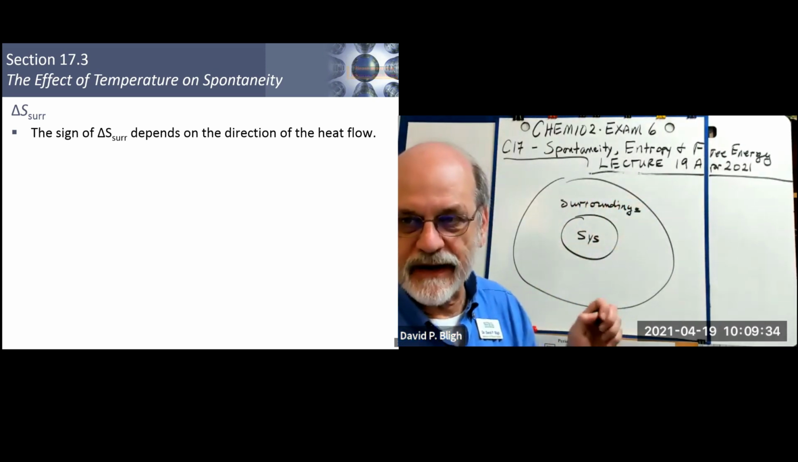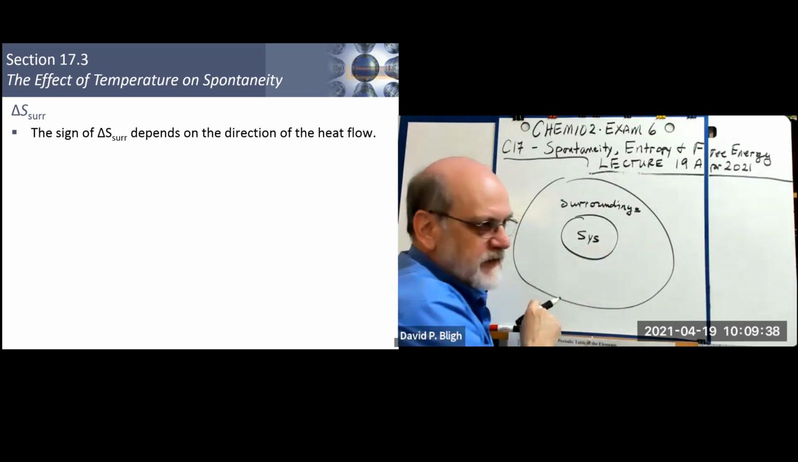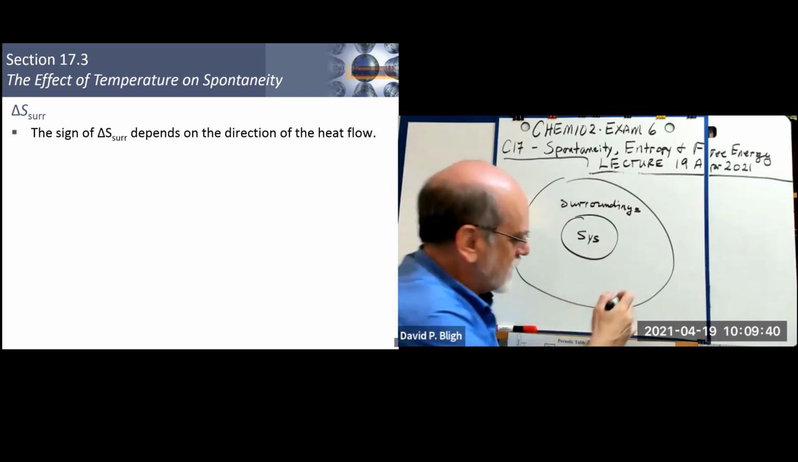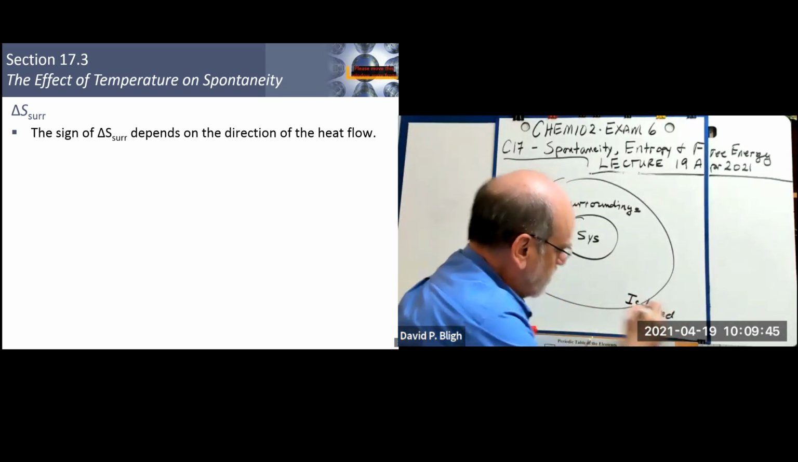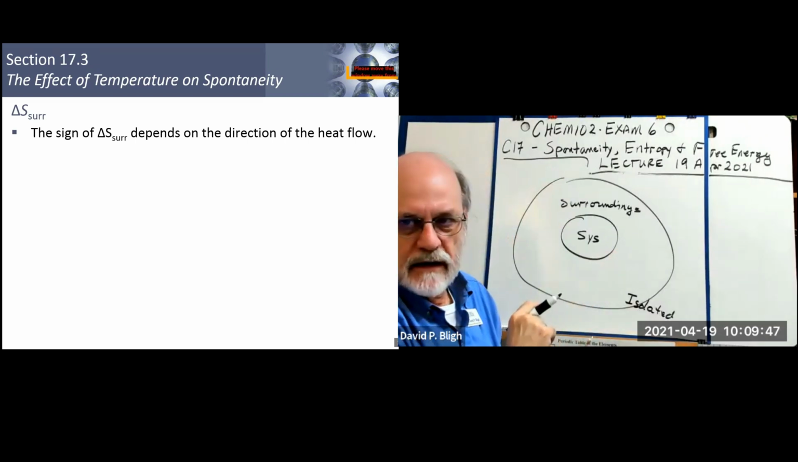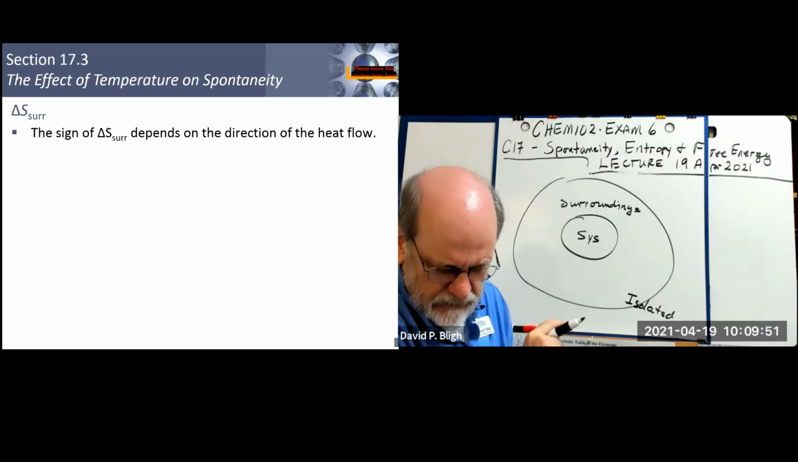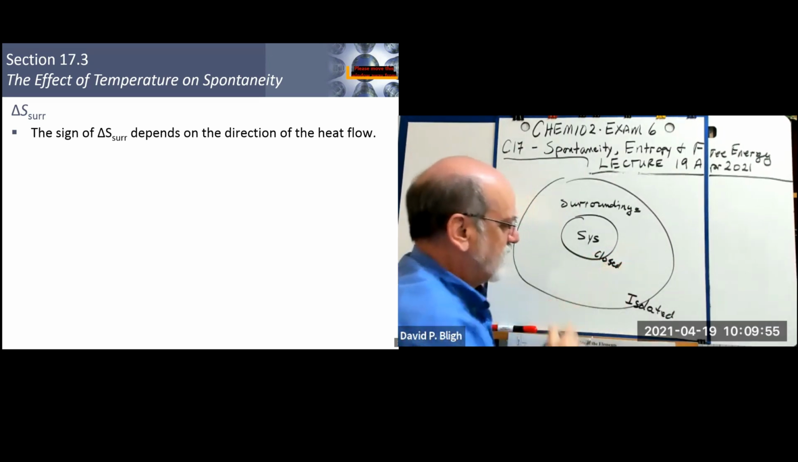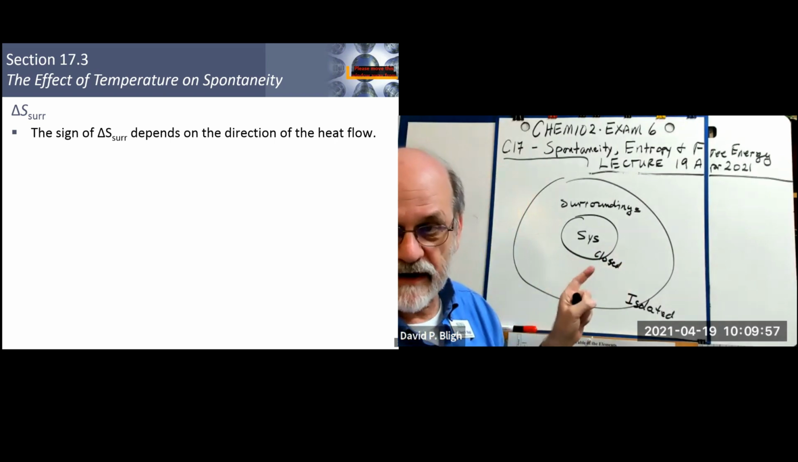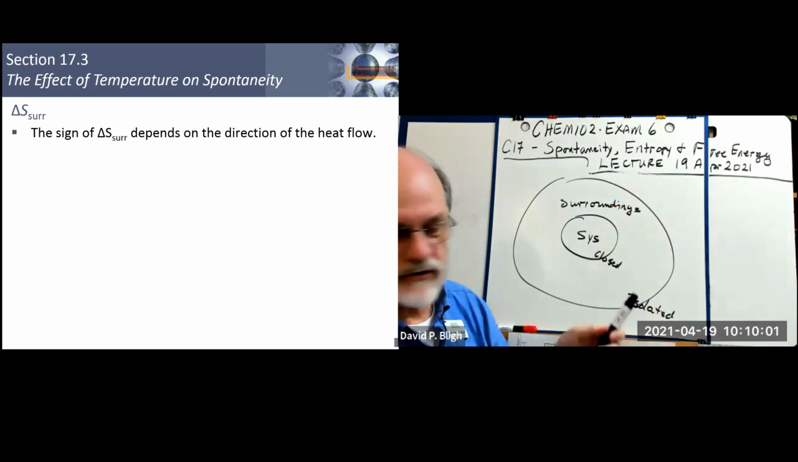Why does it depend upon the direction of the heat flow? Because this is isolated, but this boundary is only closed. That boundary is closed. Remember what I said about you can have three types of boundaries. This was way back in thermochemistry.